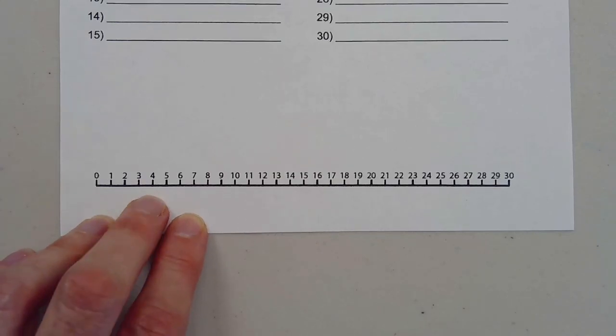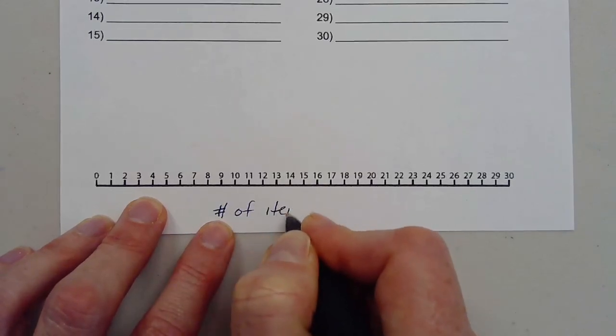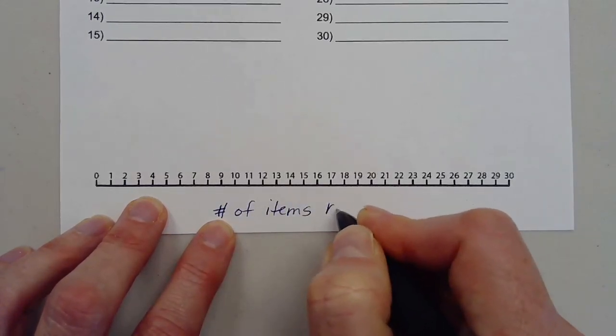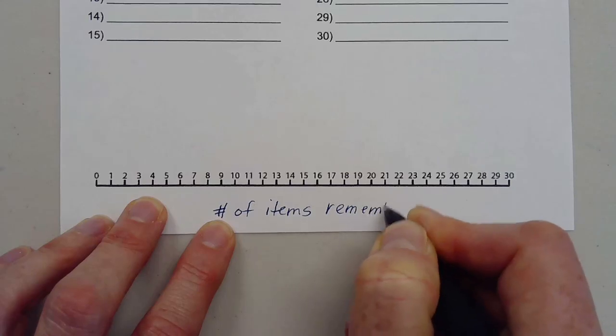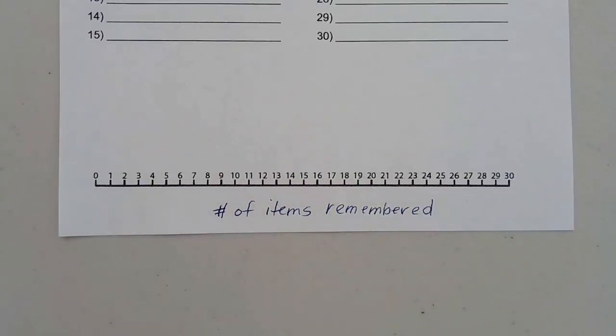Say it again. Okay. Number of items remembered. So that's what we're going to put at the bottom, because when you're doing statistics, you want somebody to know what it is that you have and what you're collecting. Now, I also need a title. Suggestion for a title for this.